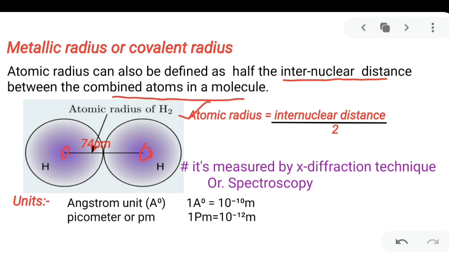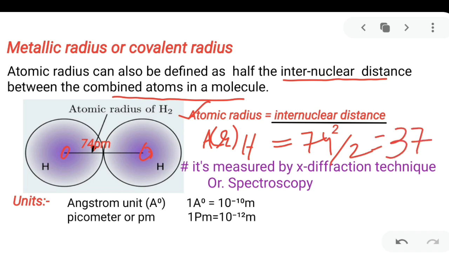Here, the internuclear distance is 74 pm. So the atomic radius of hydrogen is equal to 74 divided by 2, which gives 37. This is the correct method by which we can get the correct value of the atomic radius. And when we calculate atomic radius by this method, we call the radius a covalent radius or a metallic radius.